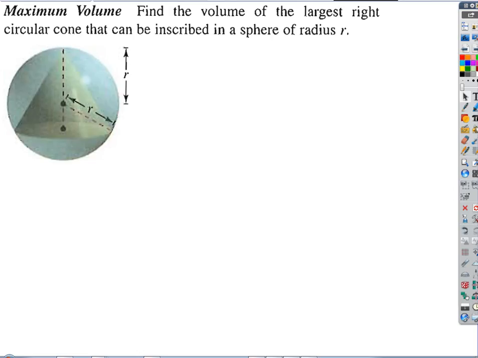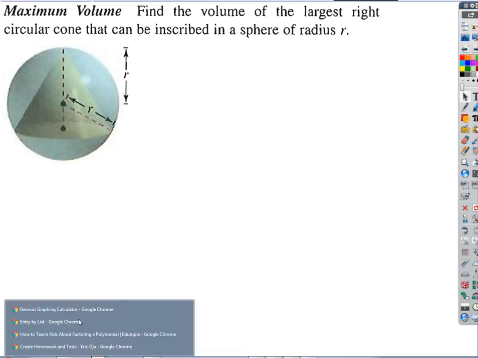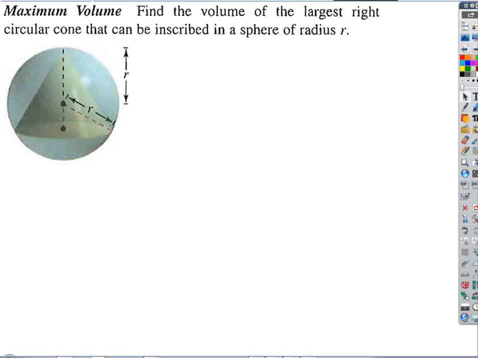about this. We want to find the volume of the largest right circular cone that can be inscribed in a sphere of radius r. While I'm taking roll, I want you to think about this. Is r a variable? No? That's correct. It's not a variable. It's a parameter.